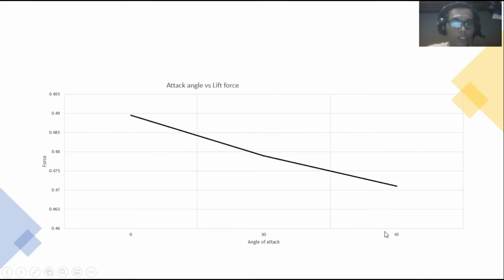So this is angle of attack versus lift force. For the zero angle of attack, it starts at nearly 0.49 and ends at 45 degrees, which is nearly 0.40.